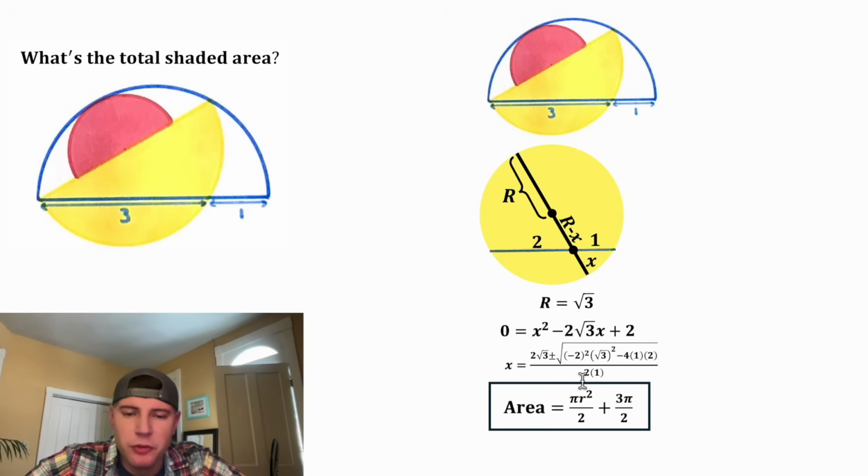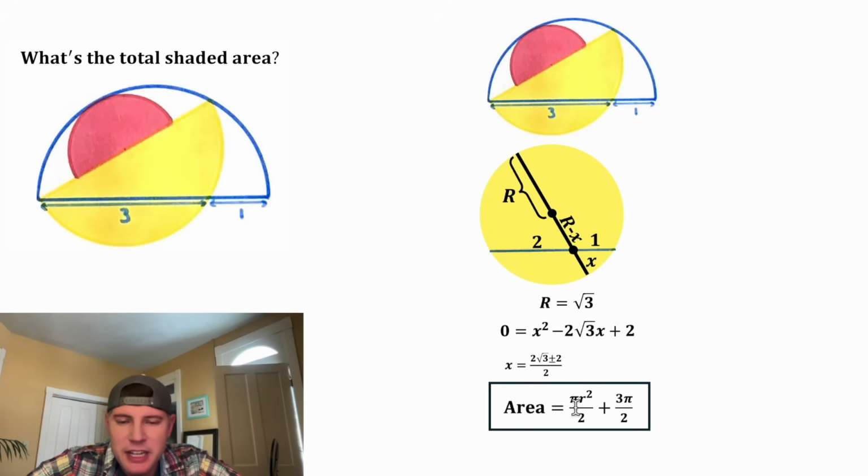Negative 2 squared is equal to 4, square root of 3 squared is equal to 3, and 4 times 1 times 2 is equal to 8. Let's smush everything together, and 4 times 3 is equal to 12, and 12 minus 8 is equal to 4, and square root of 4 is equal to 2. And then on bottom, 2 times 1 is equal to 2. Let's smush everything together, and then we can split this into 2 separate fractions.